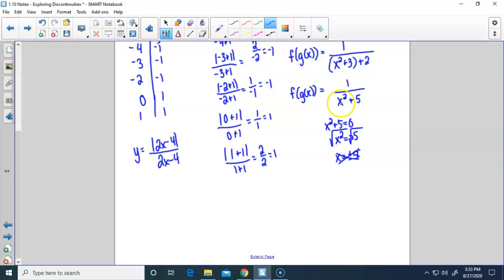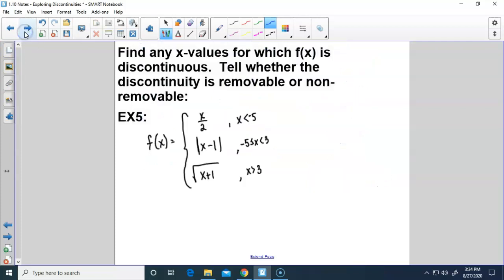You can see it does not matter what number we plug in here. We could plug in 1, 7, 8, -5, -1/2. It doesn't matter. Whenever we square this number, it's going to be positive. And then you're going to add 5 to it, which is a positive number. So it's going to be impossible for this to ever equal 0 using a real number. Therefore, we would say this one has no discontinuities. All right, let's move on.